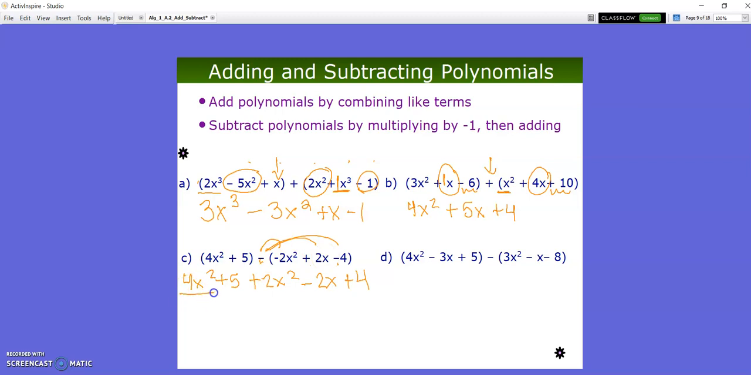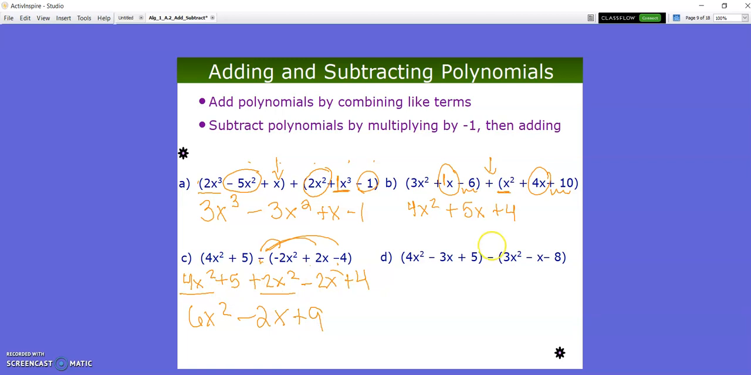I have 4x squareds and 2x squareds. Well, how many x squareds do I have? 6x squared. Then I look for my next variable, an exponent, negative 2x. And I look at my constants, 5 plus 4, that's 9.